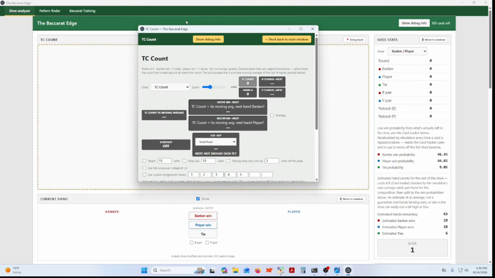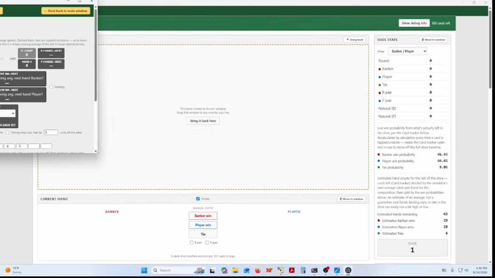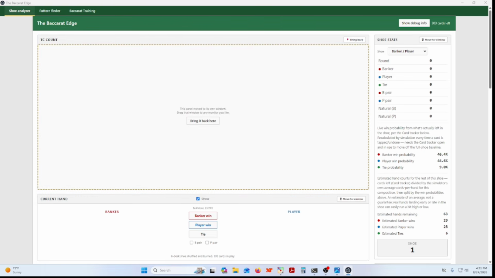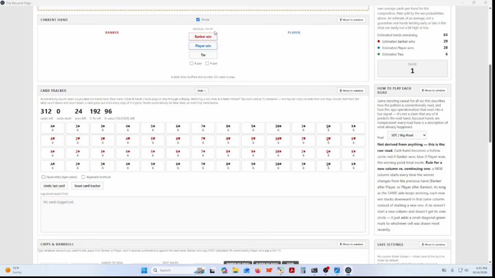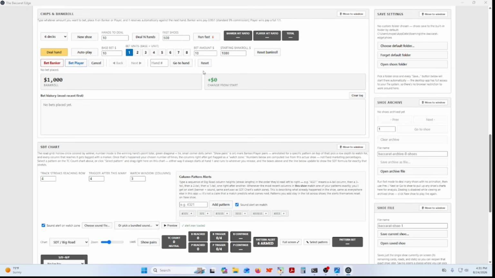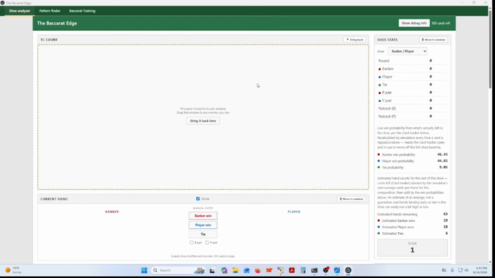Okay? This window comes out of here. So we're going to take this out and put this to the side for a minute. And I'll show you my setup as I take each and every one out, because I can't be down here dealing cards and then have to scroll back up to the top to see what the TC chart looks like. That's my purpose of being able to undock a window.